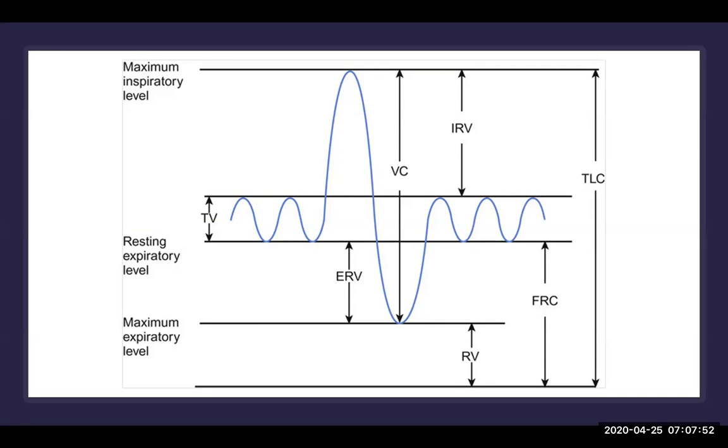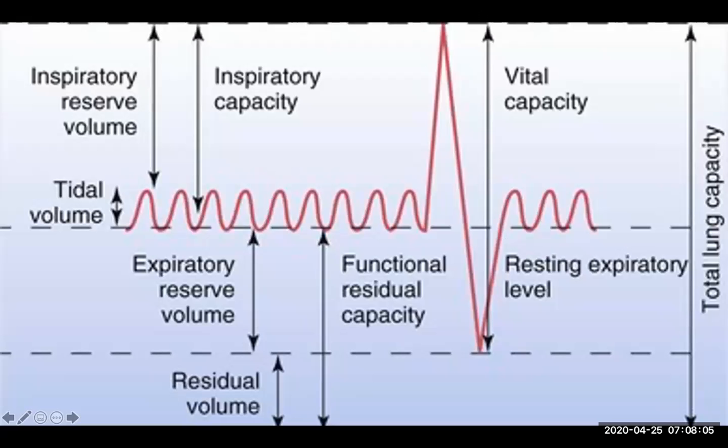So vital capacity, VC, stands for your inspiratory reserve volume plus your expiratory reserve volume. Whenever you see a capacity, the capacity stands for some sort of calculation that you can get by adding other volumes together.